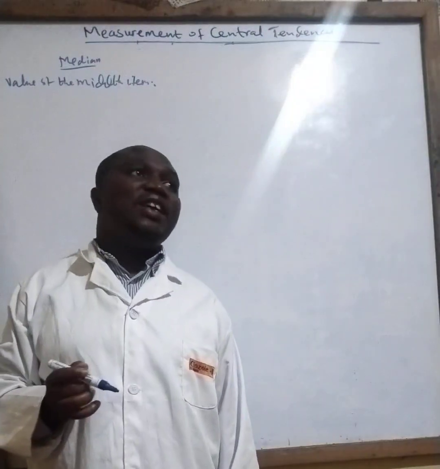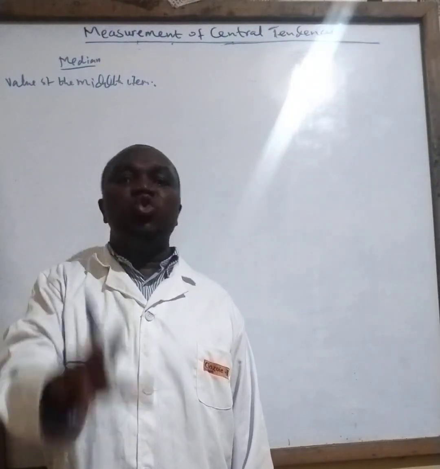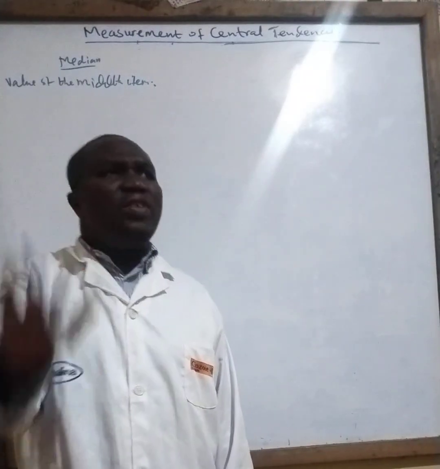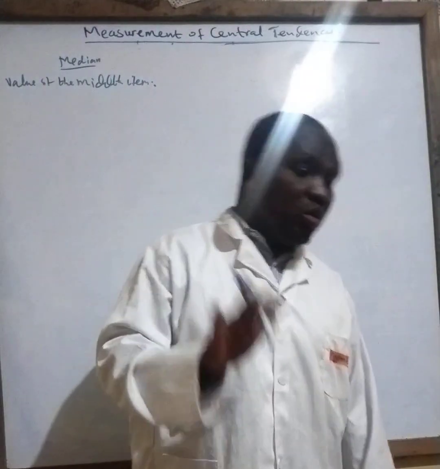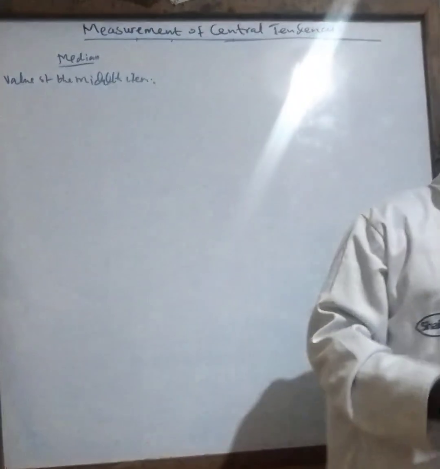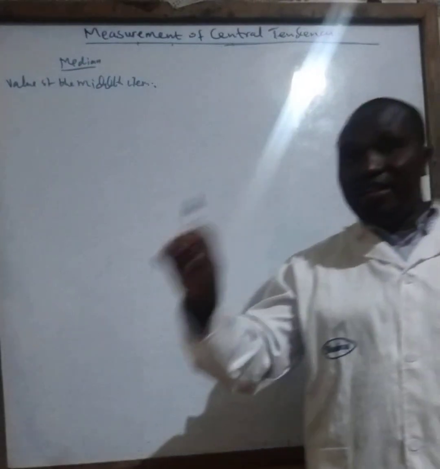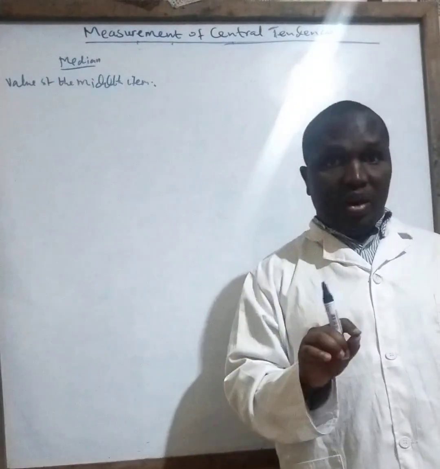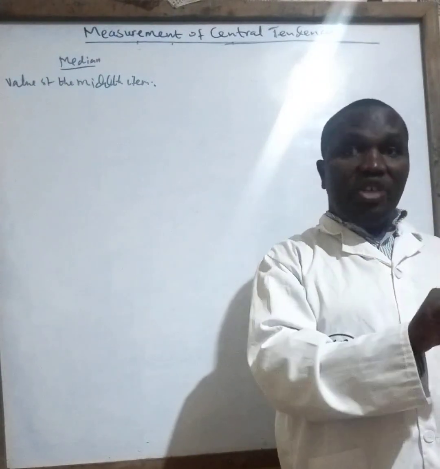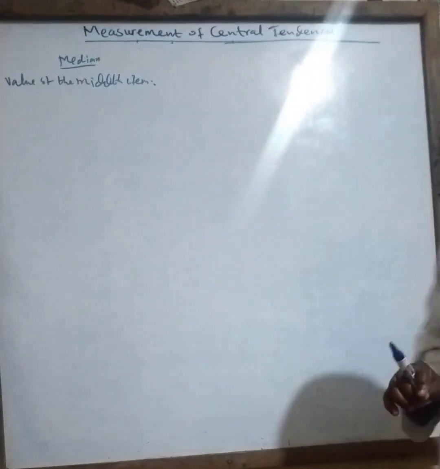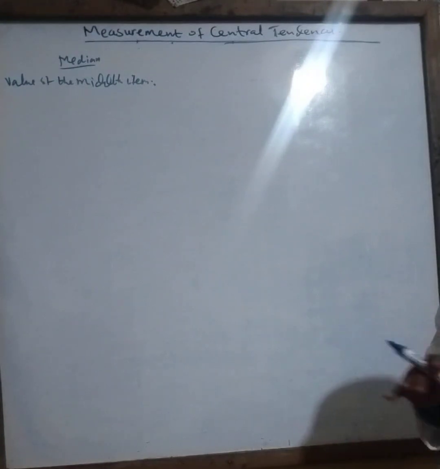It means that the data you have is divided into 2 only. And mark that word. So the data is divided into 2. And for us to divide that data into 2, we have to ensure that we rearrange them from smallest to the largest, or from the largest to the smallest. That is from the ascending to descending, or from descending to ascending. So that is what we call what? Median.